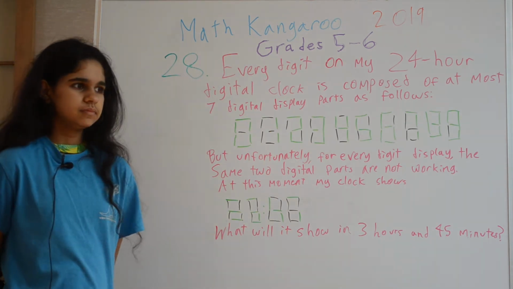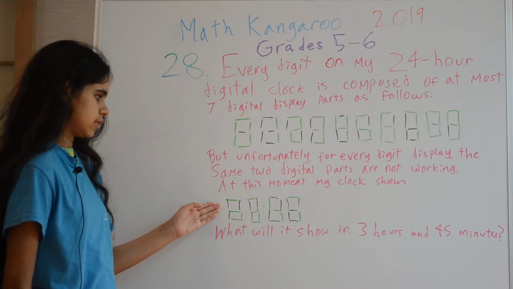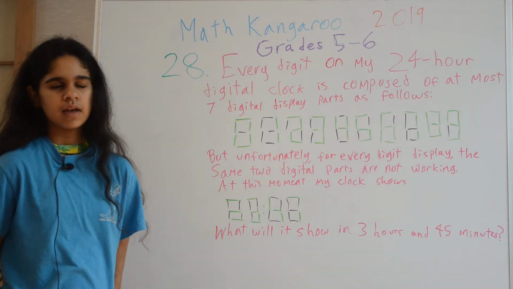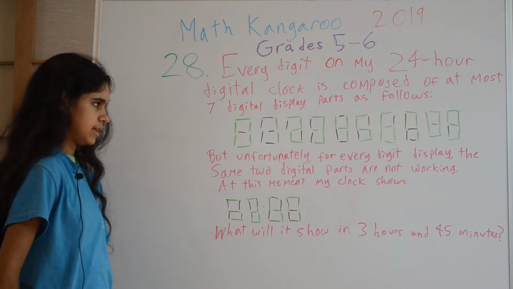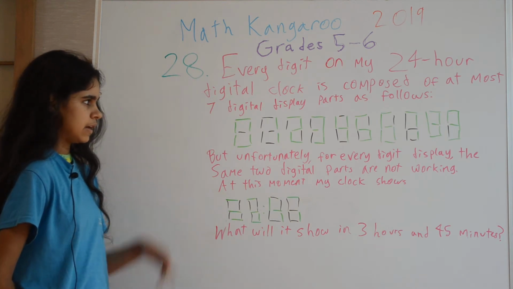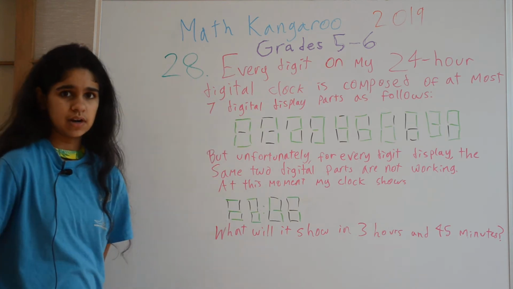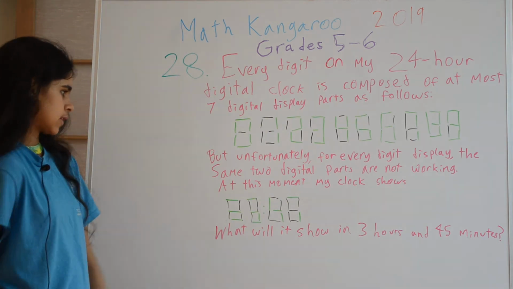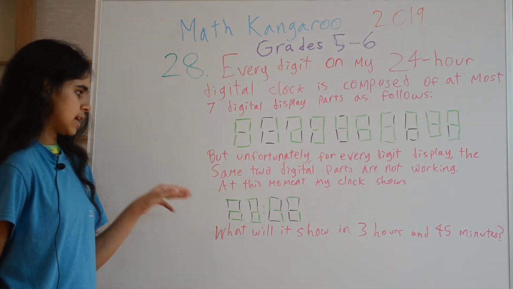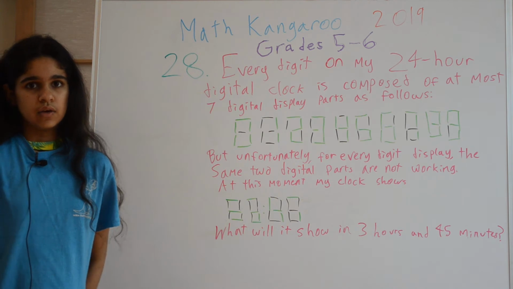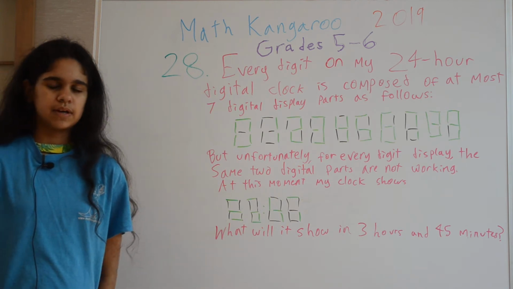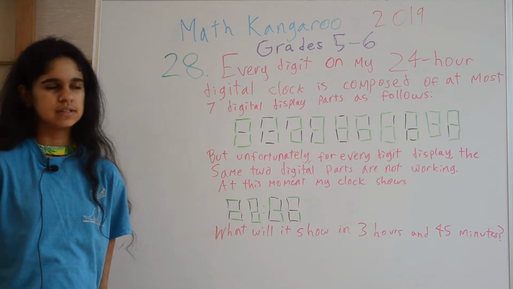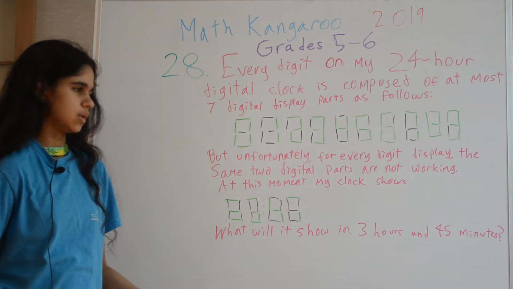So we don't know how to add 3 hours and 45 minutes to this. But what we can do is add 3 hours and 45 minutes to a time made out of these numbers where we know what the numbers are. So if we can figure out somehow what the actual time here is, we can add 3 hours and 45 minutes to that. And then if we know which parts aren't working, we'll know which parts we'll have to make black to show that they're not working after that.